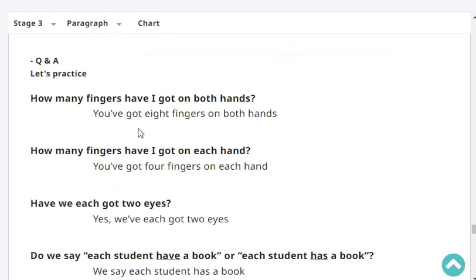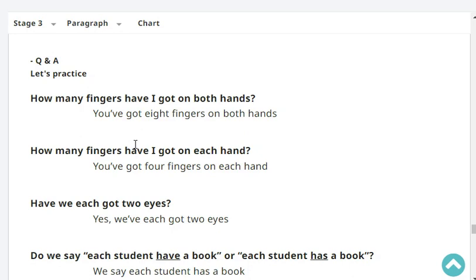How many fingers have I got on both hands? You've got eight fingers on both hands. How many fingers have I got on each hand? You've got four fingers on each hand. Have we each got two eyes?